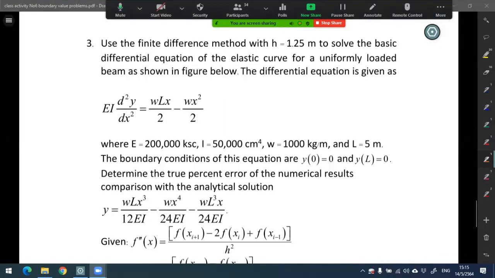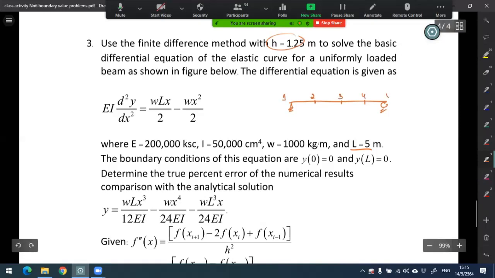We subdivide the length. The length of the beam is equal to 5 meters, right? We subdivide into small parts of 1.25 meter. So what does it mean? It means that we subdivide it into 4 parts, right? Okay, 1.25 is composed of 5 nodes.